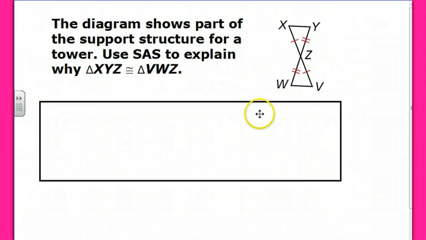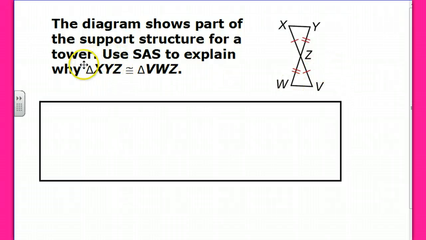So this diagram shows part of the support structure for a tower. Let's use SAS to explain why XYZ is congruent to VWZ. Actually, let's start with the sentence they gave us. We know that XY, oh, we don't know that. We don't know that XY is congruent to WV right off the bat, do we? So we move to the next segment. YZ is congruent to WZ because that's given, right?